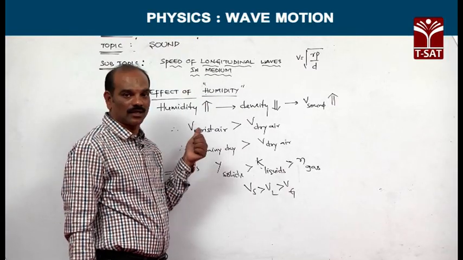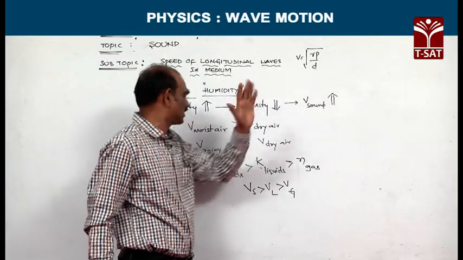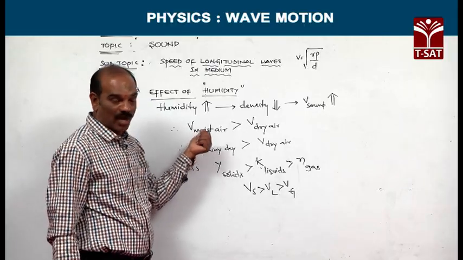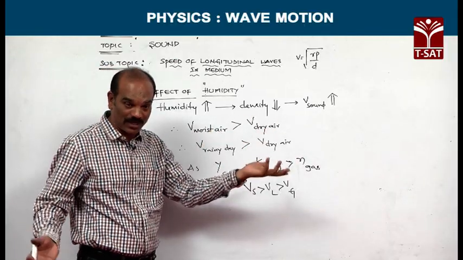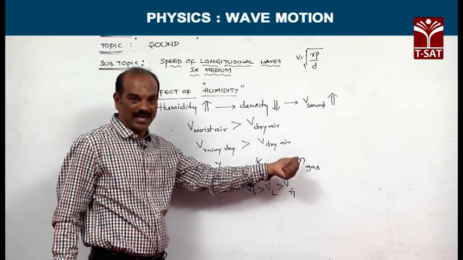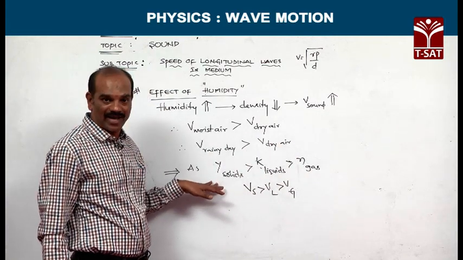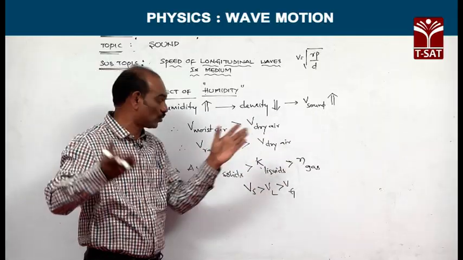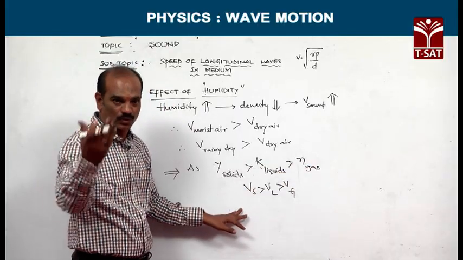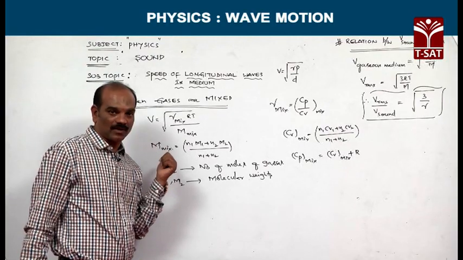Now, the effect of humidity. As the humidity increases, density decreases and hence the speed of sound also increases. So we can say the speed of sound through moist air is more than through dry air. That means the speed of sound on a rainy day is greater, while through dry air it is less. We also know from the elastic constants Y, n, k that the speed of sound is greater through solids, then liquids, then gases. Now, finally, we will see one more concept here.